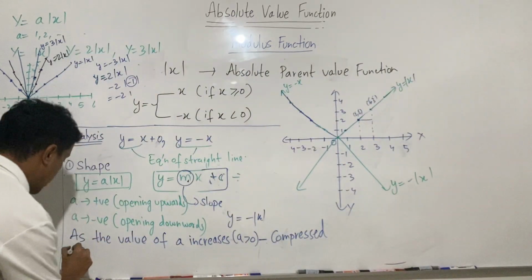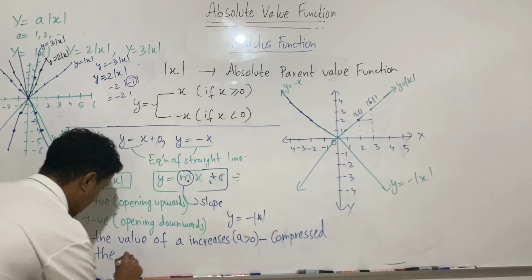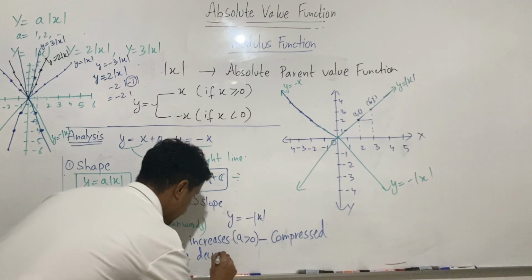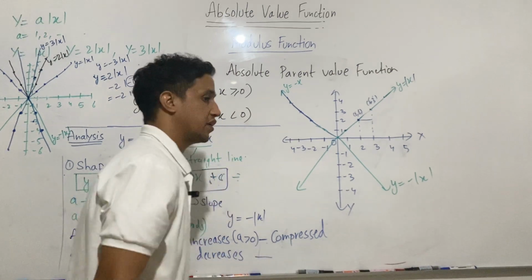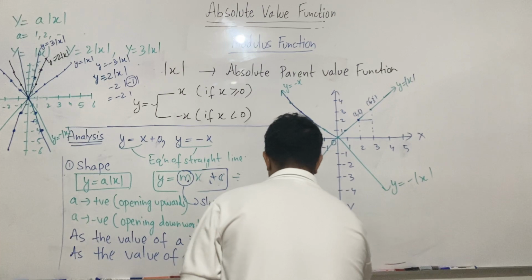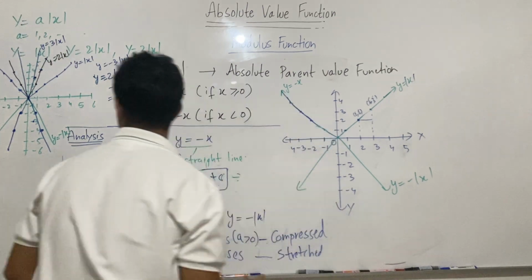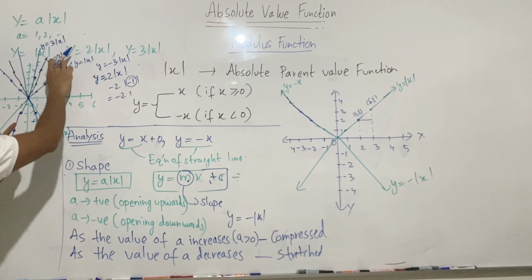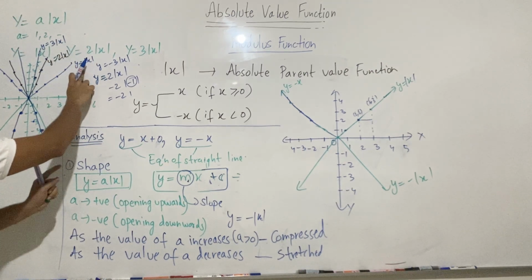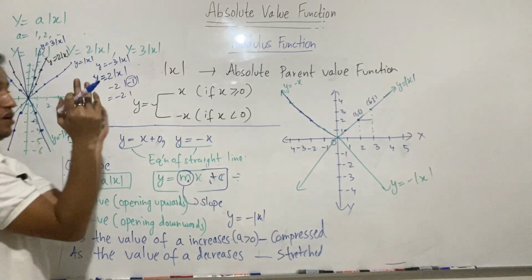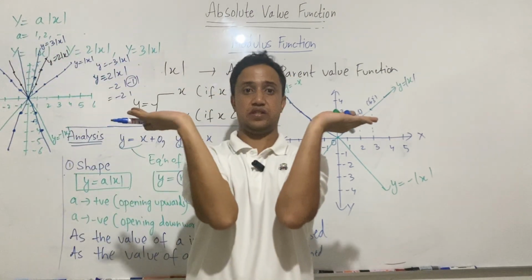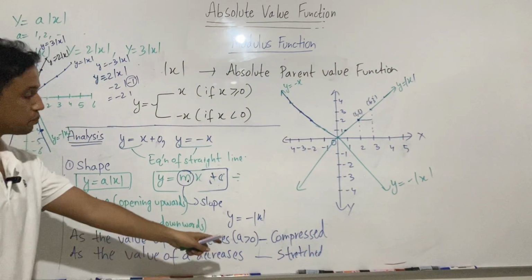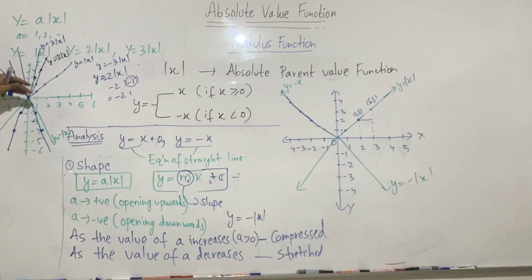And as the value of slope decreases, a decreases, then what will happen? It will get stretched. It's the opposite. If you go from 2 times modulus function x to 1 times modulus function x, 2 times was this, 1 times was this, so it was stretched. Okay, it got stretched. Okay, so this is the case. I hope this is clear to you.